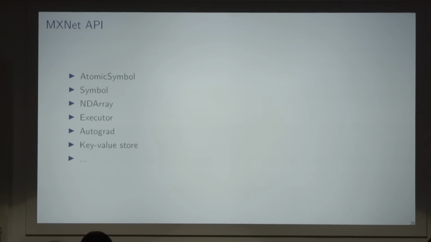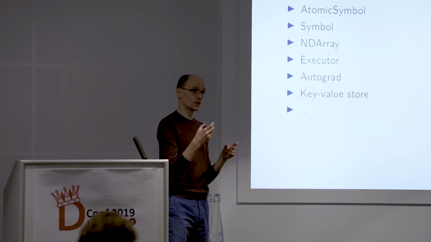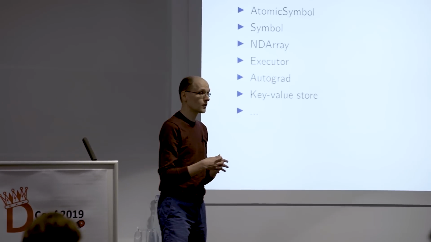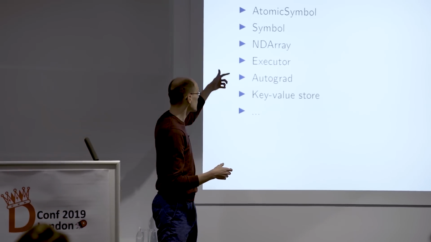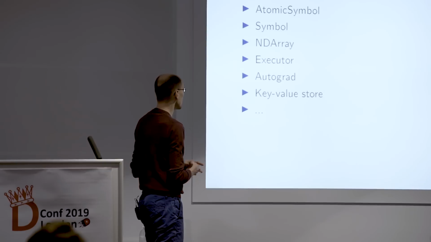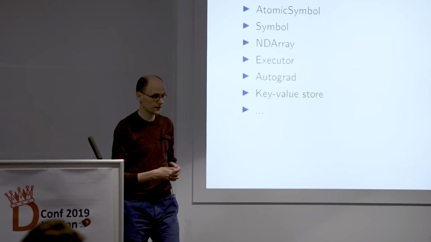So there's one part that actually exposes an interface to access the predefined symbols, what they call atomic symbols. And then there's an API to work with symbols, I mean all of the symbolic part. Then there's a part to work with the imperative one, that's the n-dimensional arrays. You could think of tensors, right? So that's the same thing. And then you have an executor that binds these things together to actually make passes over these networks.